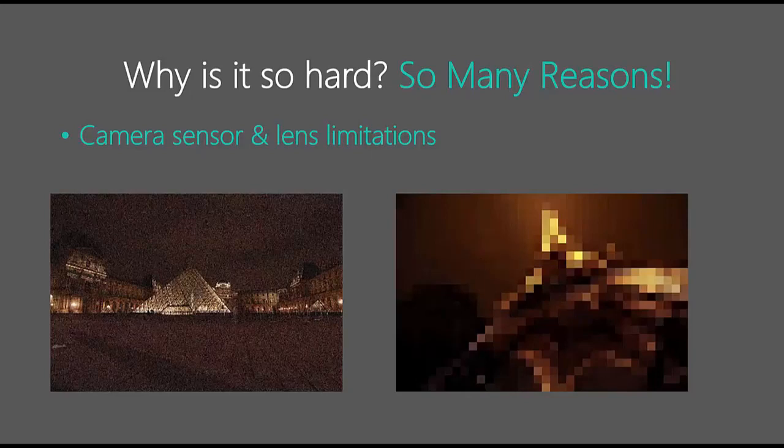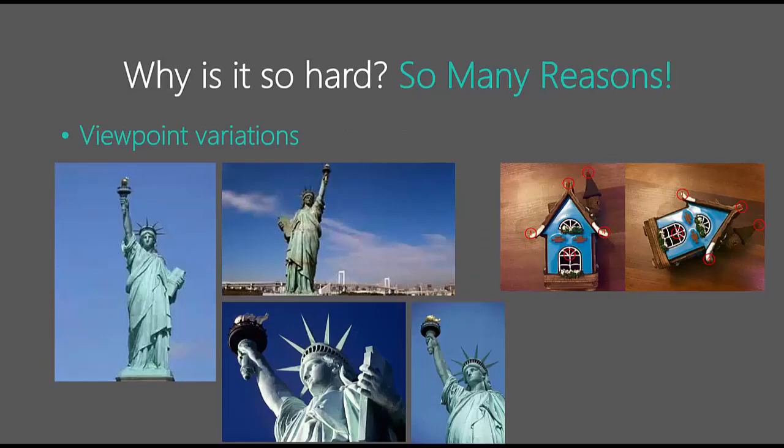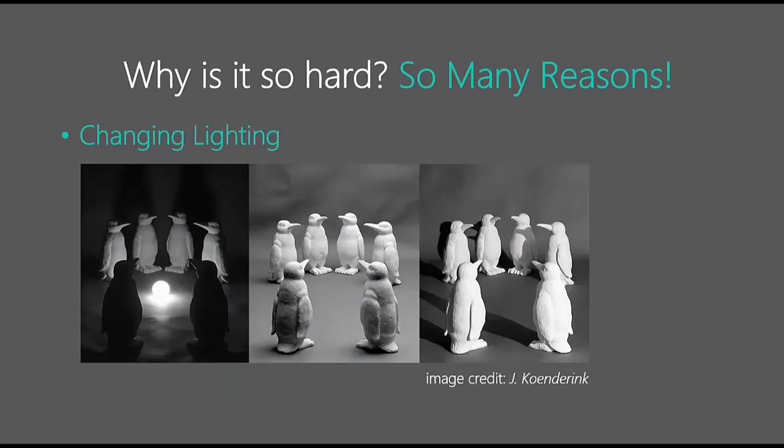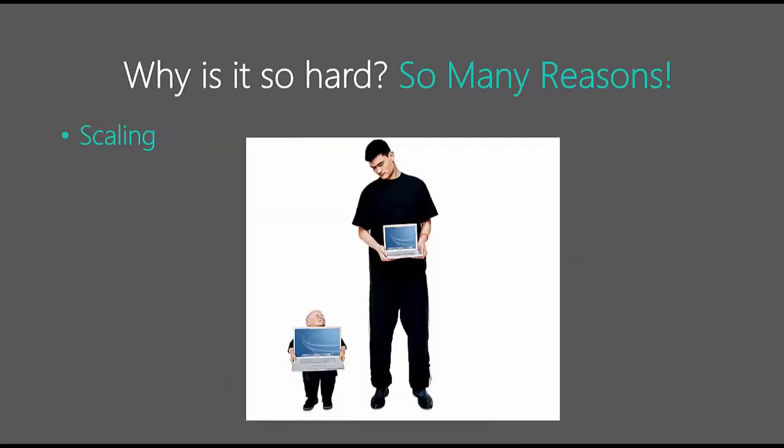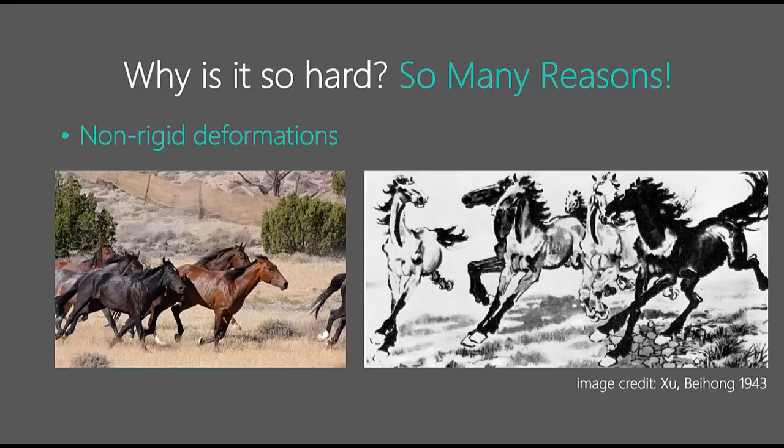So what else makes it so hard? Well, what about viewpoint variations? Here's one image of one statue taken at different viewpoints. What about changing lighting conditions? Scaling issues. Non-rigid deformations. This basically means that an object like a horse looks different according to how it moves itself.